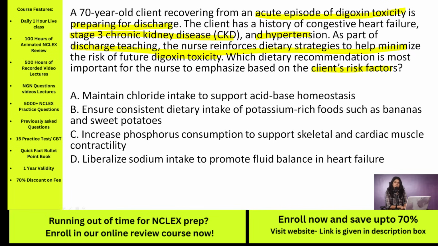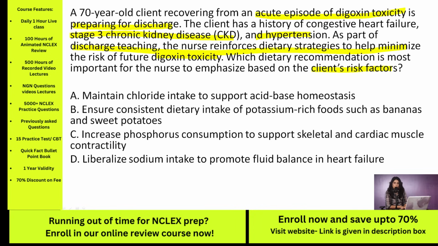Let's carefully go through the answer options together. Option A, maintain chloride intake to support acid-base homeostasis. Option B, ensure consistent dietary intake of potassium-rich foods such as bananas and sweet potatoes. Option C, increase phosphorus consumption to support skeletal and cardiac muscle contractility. Option D, liberalize sodium intake to promote fluid balance in heart failure. Now let's examine which option provides the most effective prevention strategy based on the clinical scenario.